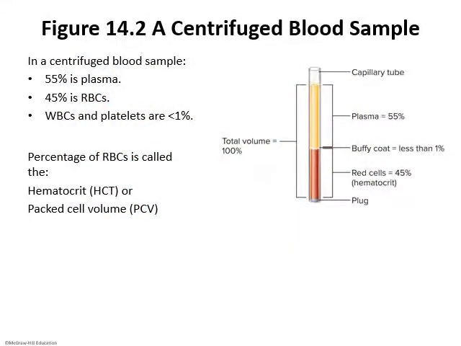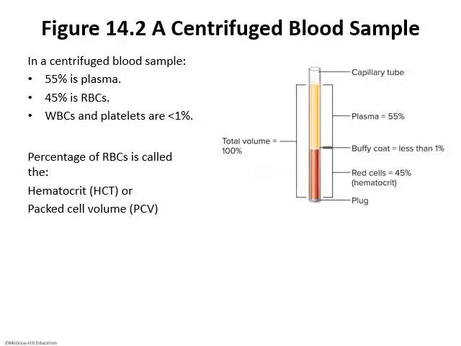So in a centrifuged blood sample, 55% of the blood is going to be plasma, 45% is going to be red blood cells, and then white blood cells and platelets make up less than 1%. And again, that's your buffy coat.